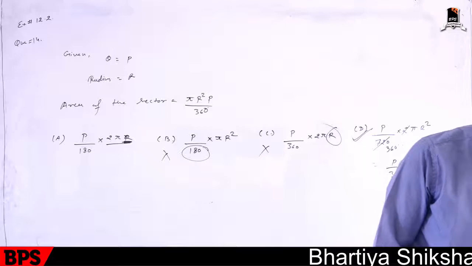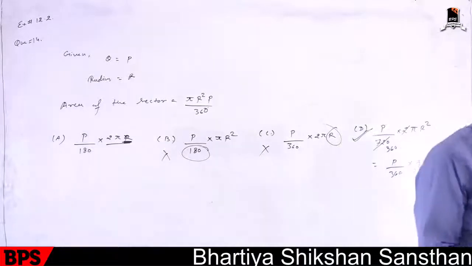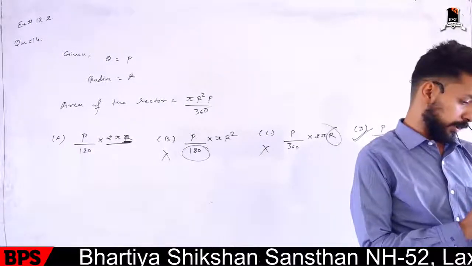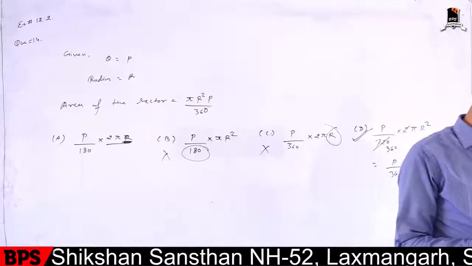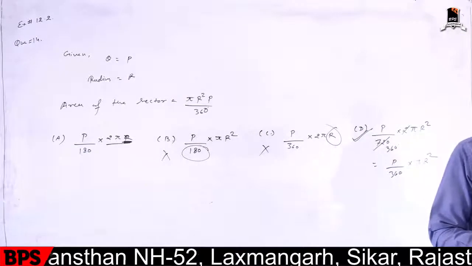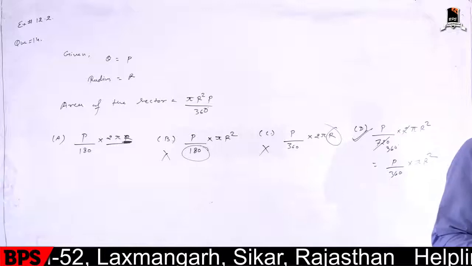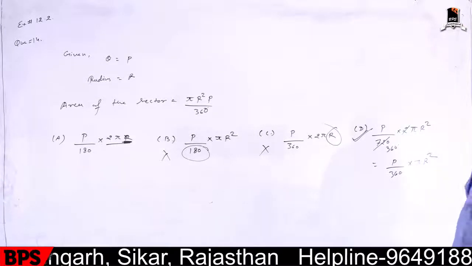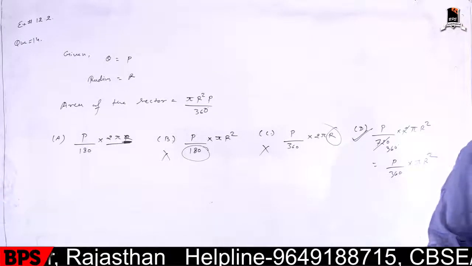Okay. Now the next level of exercise, chapter 12, area related to circles. The next topic is area of combination of plane figures.